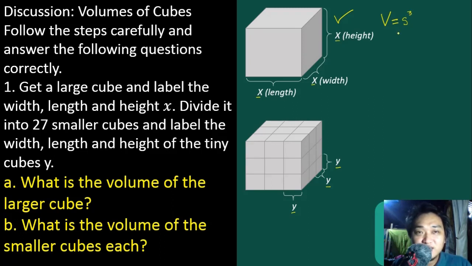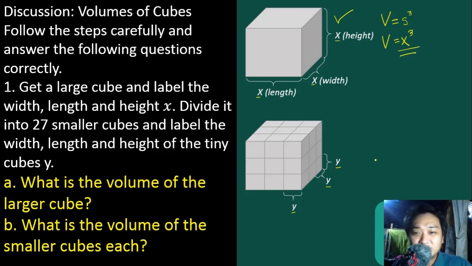That is length times width times height. For a perfect cube, that will be side times side times side, kasi pare-pareho yung sukat ng dimensions niya. So, the volume of this larger cube, since it is denoted by x, will be x cubed. Yan yung kanyang volume.